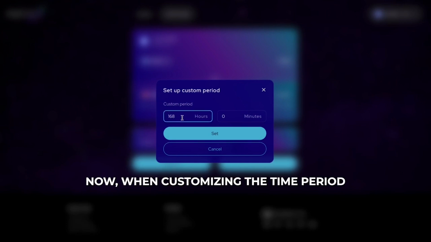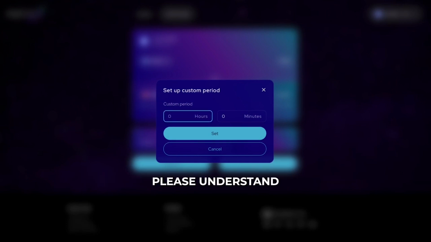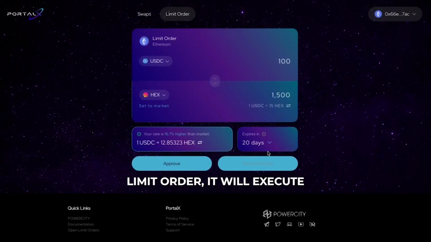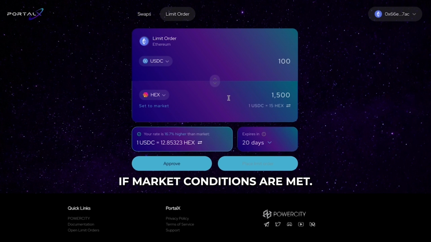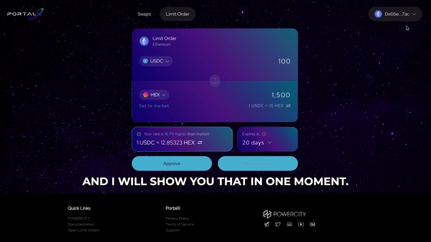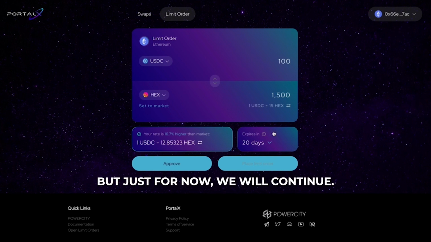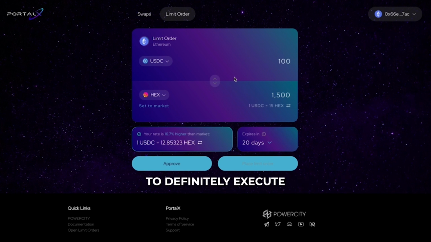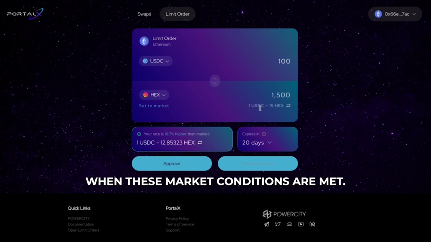When customizing the time period for your limit order, please understand that if you have a limit order open to your wallet and you happen to forget about it, it will execute if market conditions are met. So you must revoke permissions if it falls below your expiration date and you no longer want this limit order to be open. We do facilitate this here on PulseX, and I will show you that in one moment. But just for now, we will continue. Always be wary of the expiry date and make sure you are aware that this does leave an open permission to your wallet to execute the trade when these market conditions are met.